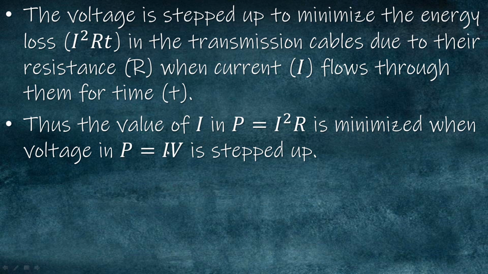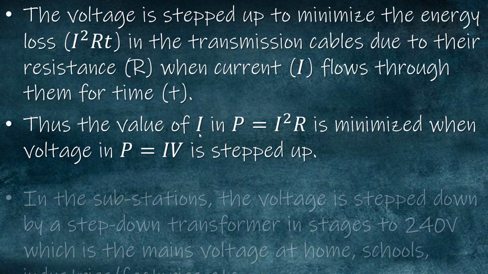Now look at this equation. P is equal to IV. It's the same power. That means that when V increases, I will reduce. And when V reduces, I will increase. So always we step up the voltage. We step up the voltage so that the current is minimum. And once the value of I is minimum, then it means even the power loss is minimum.